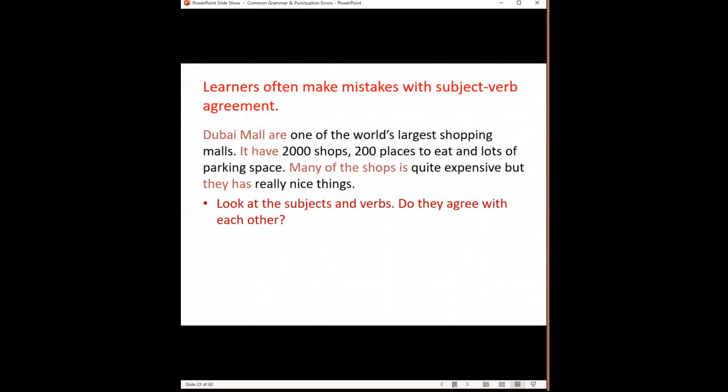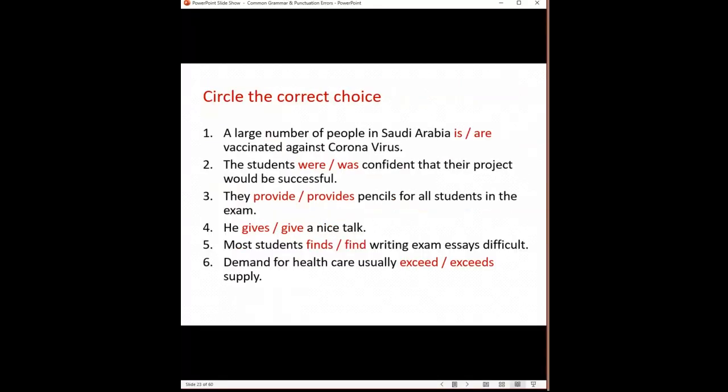It has 2,000 shops, 200 places to eat and lots of parking space. Many of the shops is or what? Great. Are quite expensive, because we look at the subject. It is plural, so the verb should agree with the subject.